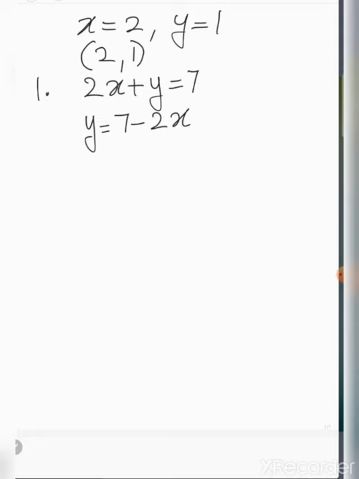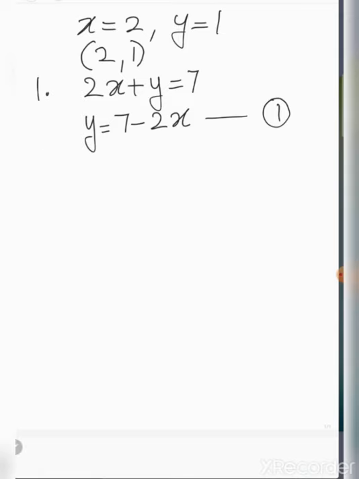Now you will keep different values of x in this equation 1 and then you will find the corresponding values of y. The values of x may be of your choice, so it is called the independent variable. Y will depend on x, so it is the dependent variable.